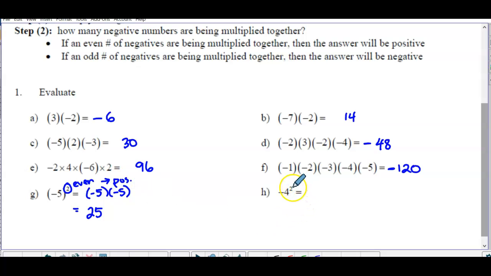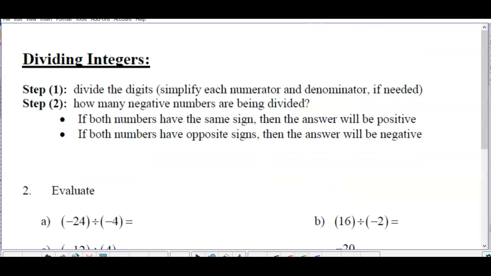Okay. Here, notice the difference though. This is even, but there's no brackets. So this is the same as -4 times 4. Okay, or negative bracket 4 times bracket 4. In any case, there's just one negative, so it's -16. So there's a difference between this and this. If you can just look at it and see the difference.